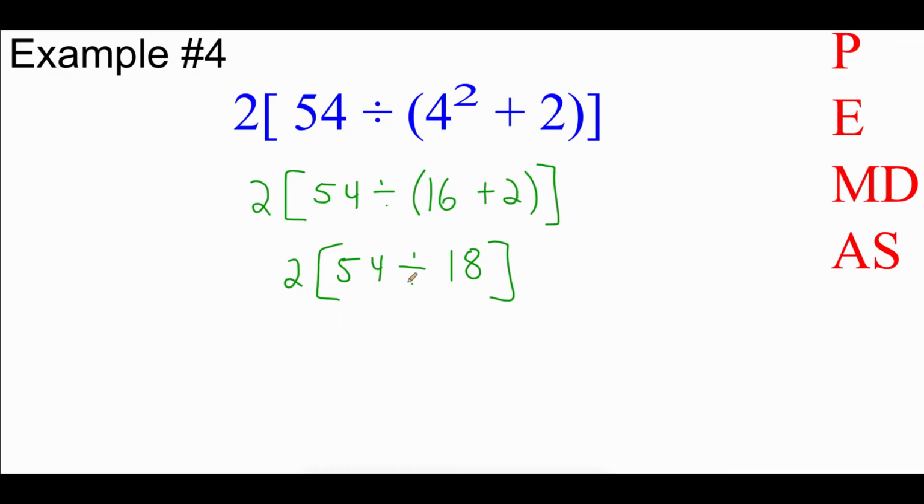So if we take 54 and divide it by 18, that should give me 3. So we've got 3 inside of our square brackets with the 2 on the outside. Now there's no operation written between this 2 and our set of square brackets, so that means we're going to multiply these together. So if we take 2 times this 3 inside of those brackets, we should get 6 as our final answer.